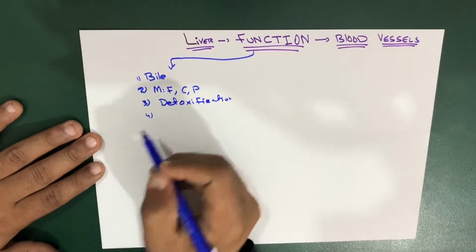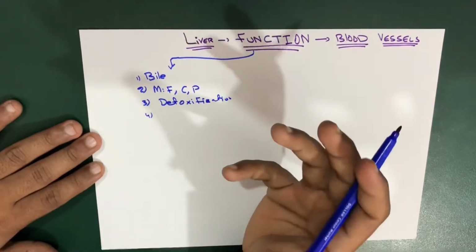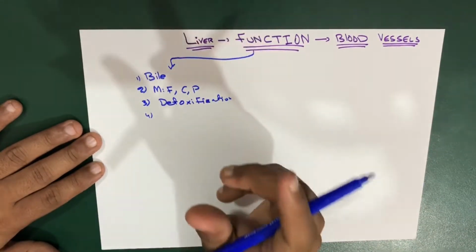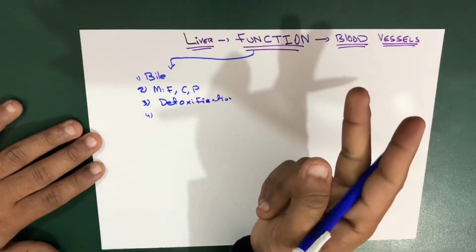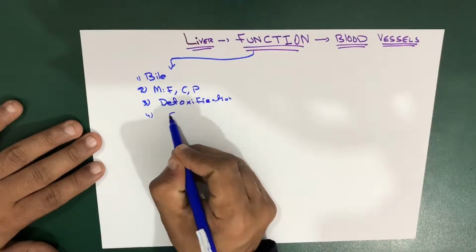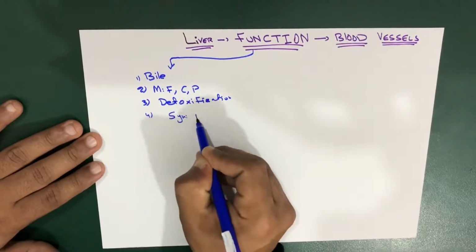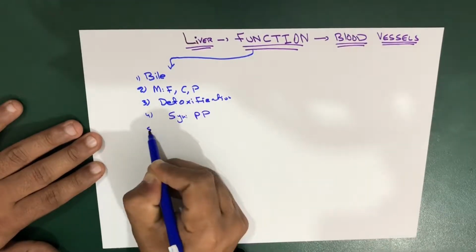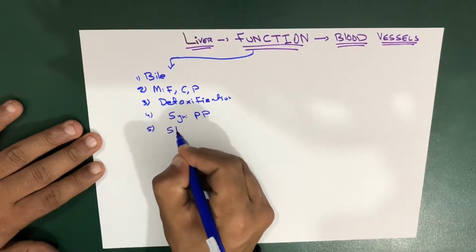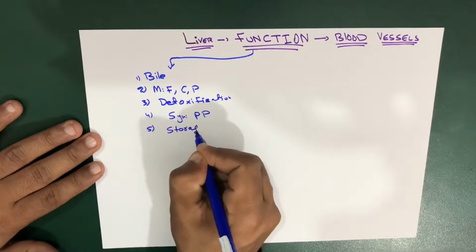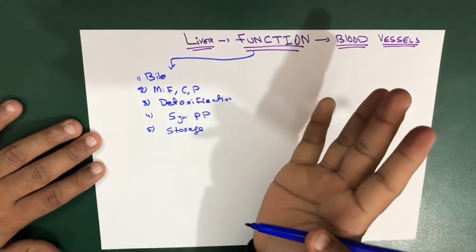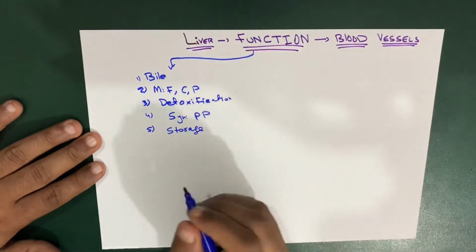The fourth function is the synthesis of plasma proteins, including those necessary for blood clotting, and transport of hormones and cholesterol in the blood. The fifth function is storage. The liver stores iron, vitamins, fats, glycogen and copper.